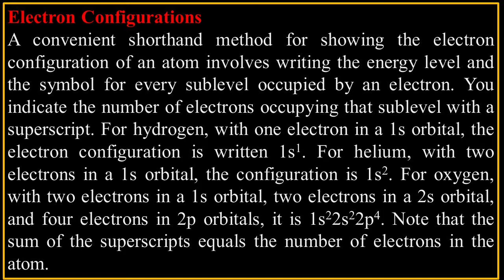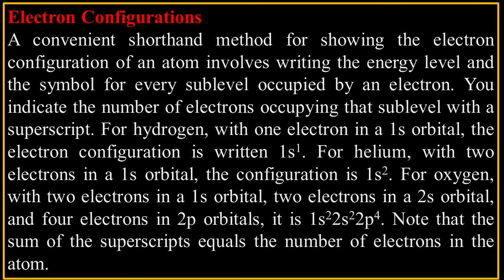A convenient shorthand method for showing the electron configuration of an atom involves writing the energy level and the symbol for every sublevel occupied by an electron. You indicate the number of electrons occupying the sublevel with a superscript. For hydrogen, with one electron in a 1s orbital, the electron configuration is written 1s1. For helium, with two electrons in a 1s orbital, the configuration is 1s2. For oxygen, with two electrons in a 1s orbital, two electrons in a 2s orbital, and four electrons in 2p orbitals, it is written 1s2, 2s2, 2p4.